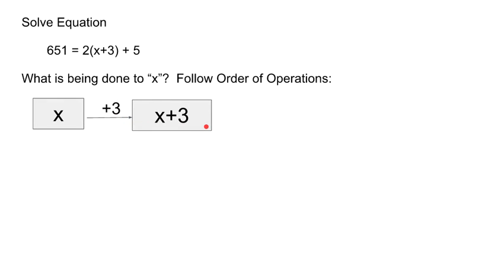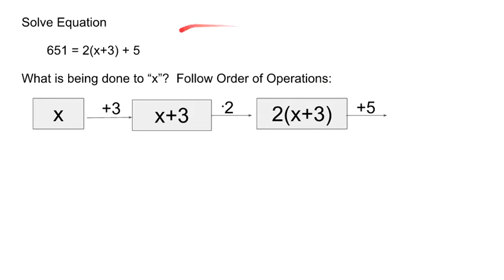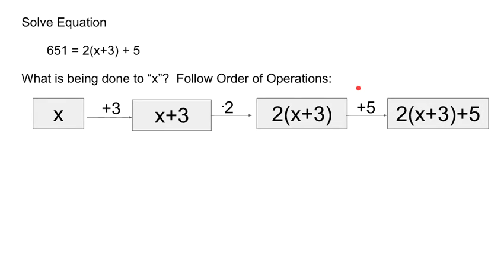Then, what's being done after that? Well, the x plus 3 is being multiplied by 2, which got us 2 times (x plus 3). Finally, what's being done to that? We're adding 5. Right here it says plus 5, so we're adding 5. That gives us 2 times (x plus 3) plus 5. But what is that equal to according to this equation? It's equal to 651. So that's what we have. So now we need to start undoing all these operations by doing the inverse operations in the opposite order.